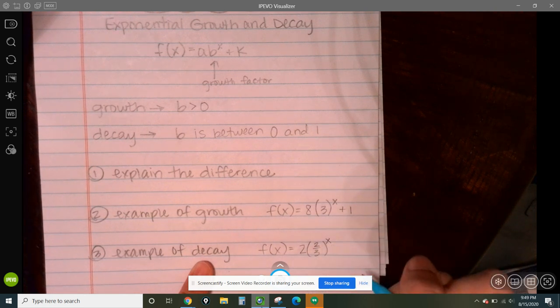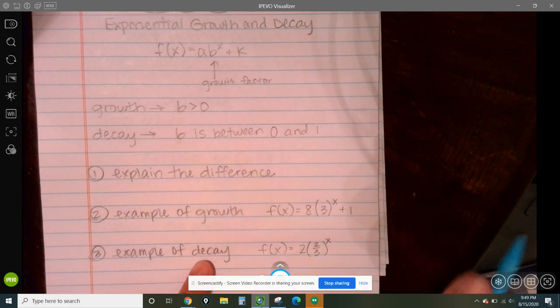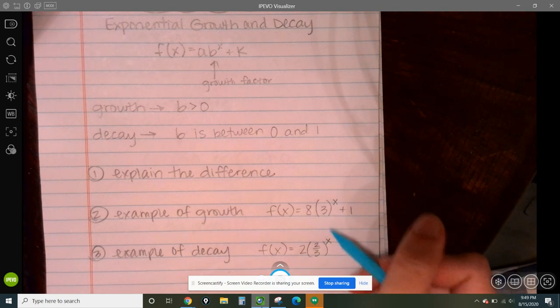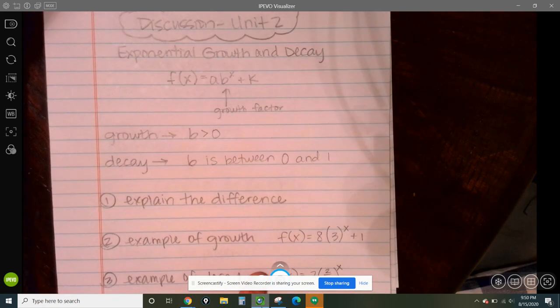And I still have my exponent of x. And this time I'm not going to put a k. I'm not going to put that asymptote in there. I'm just going to leave it like that. So you're going to come up with your own two. Now, if you use one of these two, I'm not going to give you the points for it. So come up with your own number. All right, so that's how you do the discussion for Unit 2.